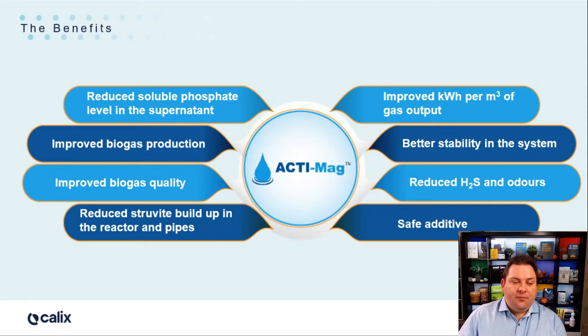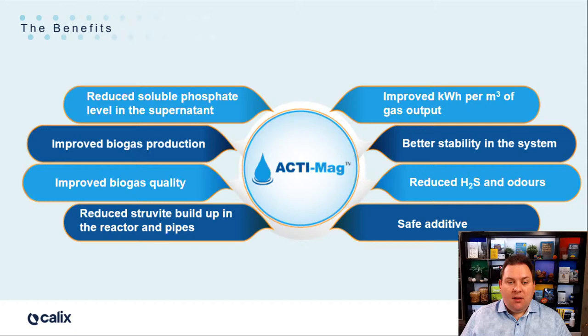Just to give you an idea, a summary of the benefits. Reducing phosphate, improving biogas production, in terms of volume and quality, and reduced struvite in pipes. That can be particularly a problem on the discharge of the anaerobic digesters, where the effluent is becoming cold and going through high turbulence systems. Using ACTI-Mag, you're able to capture that phosphate, which reduces the amount of struvite buildup. Improving the amount of electricity, or kilowatt hours per cubic meter of gas, just through that increased biogas generation.